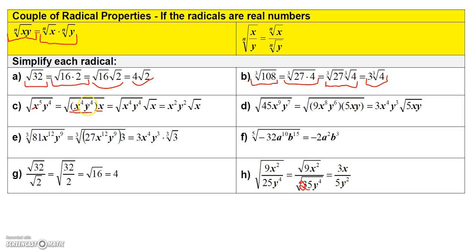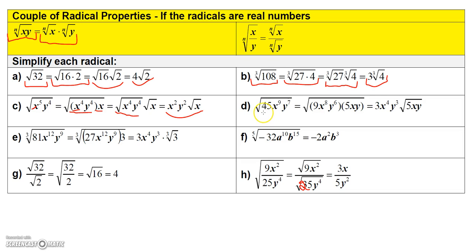So I'm going to keep those together in their own little radical, and then I'm going to separate it from the x. So I'm going to write this as the square root of x to the fourth, y to the fourth, times the square root of x. And of course, the square root of x to the fourth is x squared. The square root of y to the fourth is y squared. So I can write this as x squared, y squared, times the square root of x.